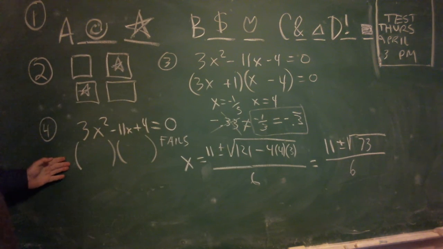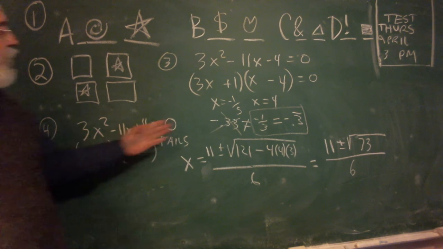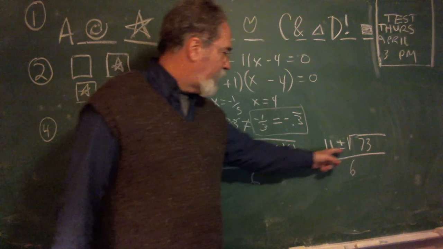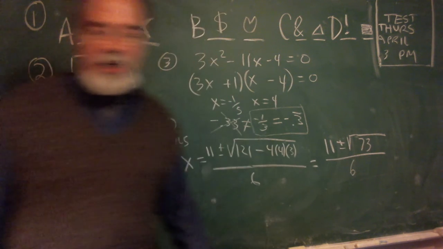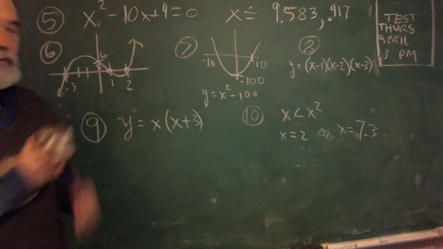Number 4 was also exact. And I can't factor it. I try to factor it, it fails. So I do the quadratic formula for number 4. And I get 11 plus or minus the square root of 73 all over 6. And that's exactly right. Just leave it. Full credit. Can you believe it?